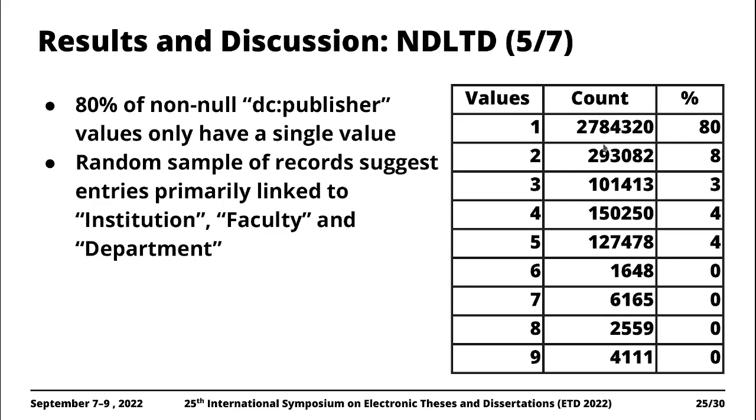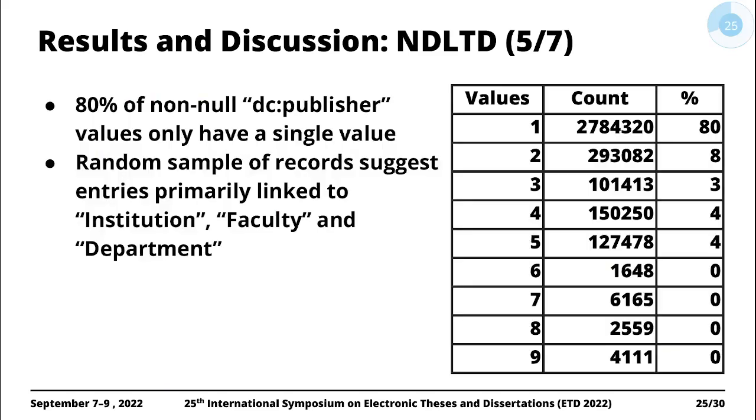So in essence, what we're saying here is that about 80% of non-null entries only specified the institution and not the faculty or the department. The other assumption one would be making is that about 8% specified both the institution and the faculty, and then just 3% specified the institution, the faculty, and the department, for instance.